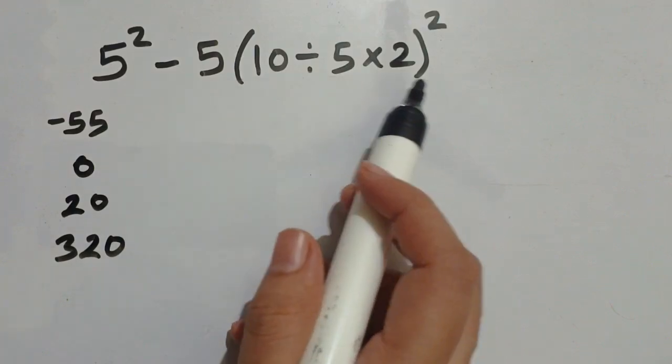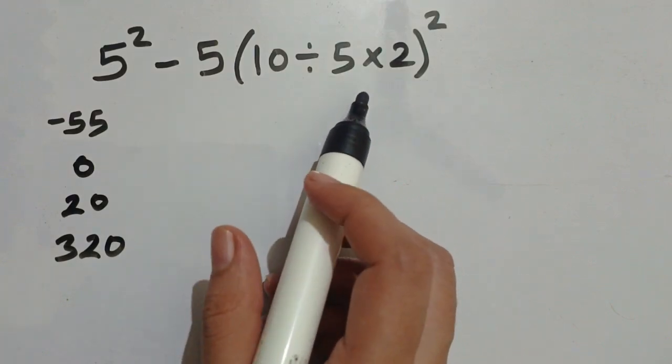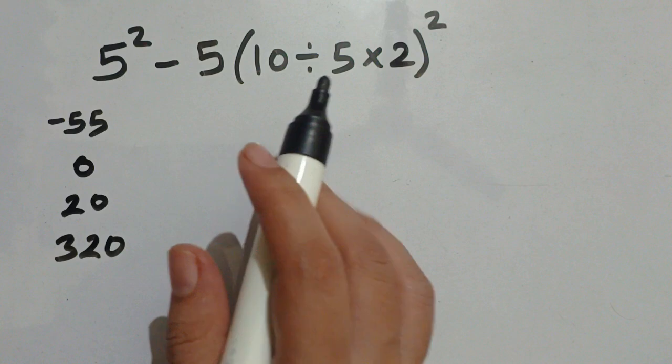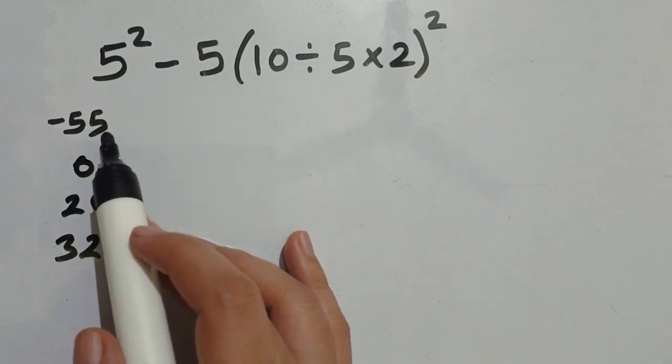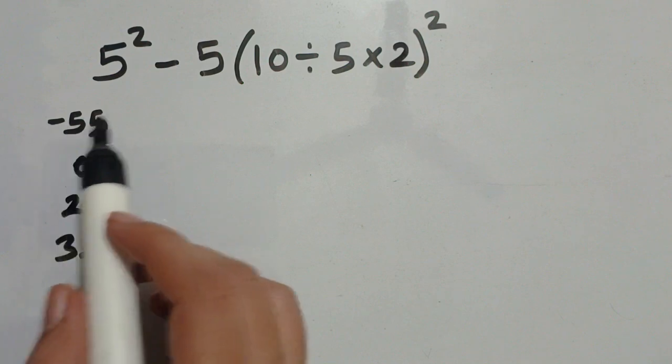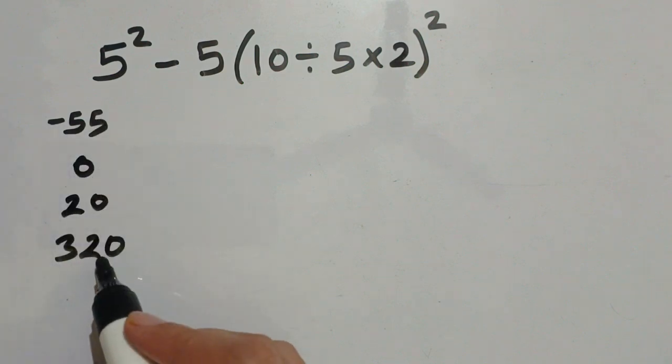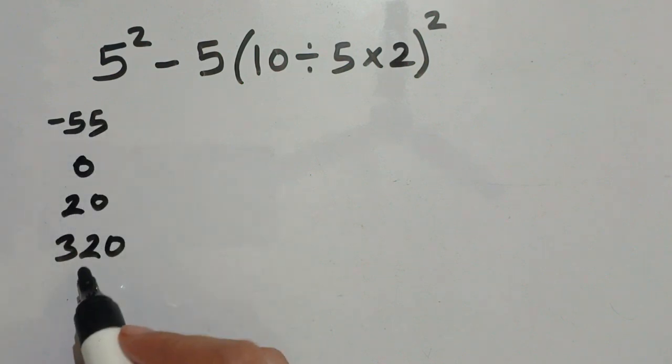Look at this expression. While looking at this expression, everyone will get a different answer. Only a few people know the correct answer for this expression. So options are given for this expression: minus 55, 0, 20, 320. So which is the correct option for this expression?